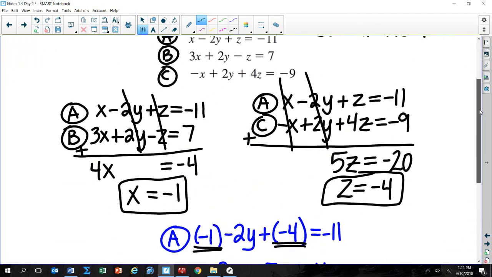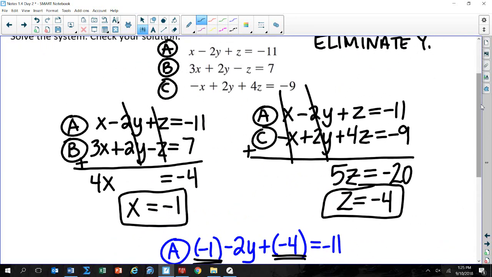So I'm going to do that on the board, actually. What did I say the solution was? Negative 1, 3, negative 4. Thank you, sir. All right, so if I plug it into the first one, we would get negative 1 minus 2y, which y is 3, plus z, and z is negative 4. And I'm asking myself, does that equal negative 11? Negative 1 minus 6, that's negative 7, minus 4. Yeah, that's negative 11. Okay.